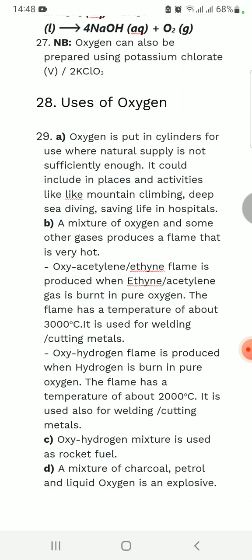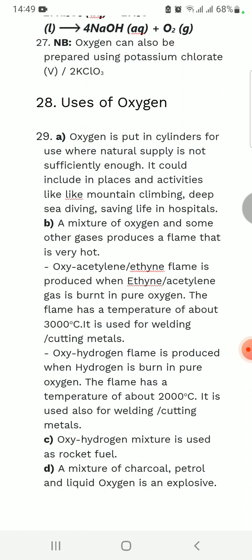Mixing oxygen and some other gases produces a very hot flame. For example, the oxyacetylene flame is produced when acetylene gas is burned in pure oxygen. The flame has a temperature of about 3000 degrees Celsius, which is used for welding or cutting metal. The oxyhydrogen flame is produced when hydrogen is burnt in pure oxygen. The flame has a high temperature and is used for welding or cutting metal.